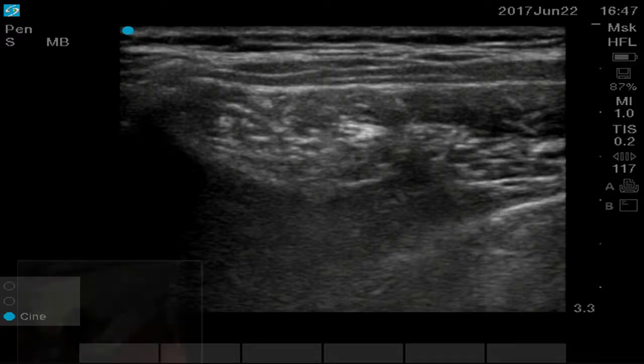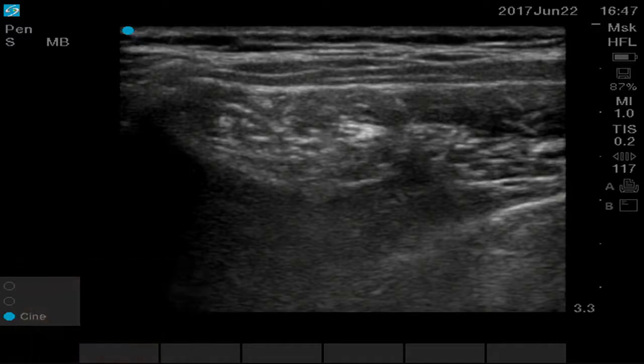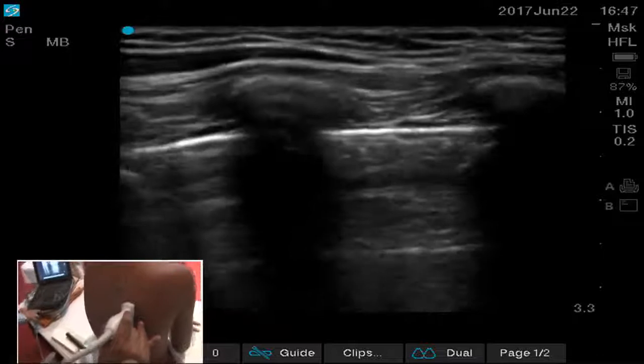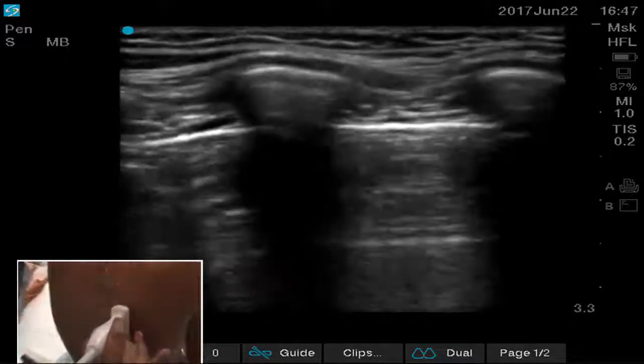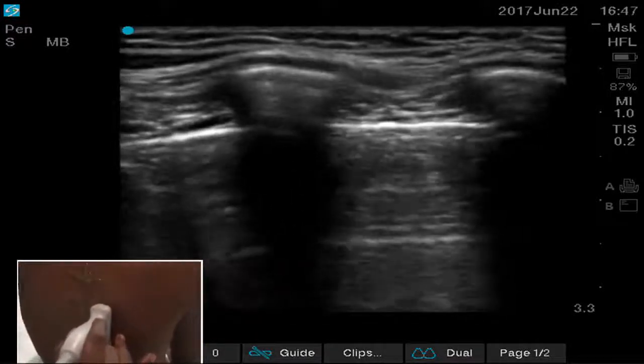So now if you go a little more laterally, you will cut the ribs. Unfreeze. These are all the ribs. What you are seeing is a hyperechoic line with a dark shadow. Freeze it.